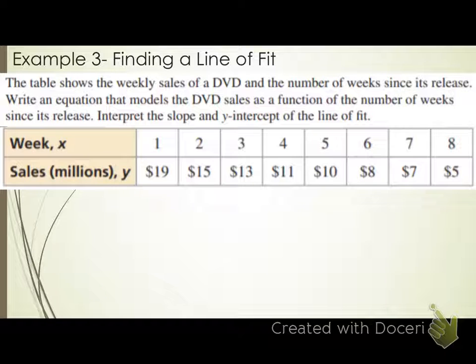Anyone? On my graph, what's going to go on the x-axis? What's going to go on the y-axis? Week goes on X and sales goes on Y. Very good. It's telling me my weeks are the x values, so that's going on my x-axis. And the sales in millions is going to go on my y-axis.